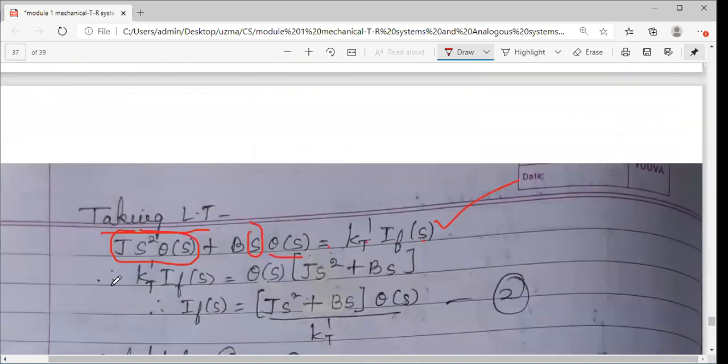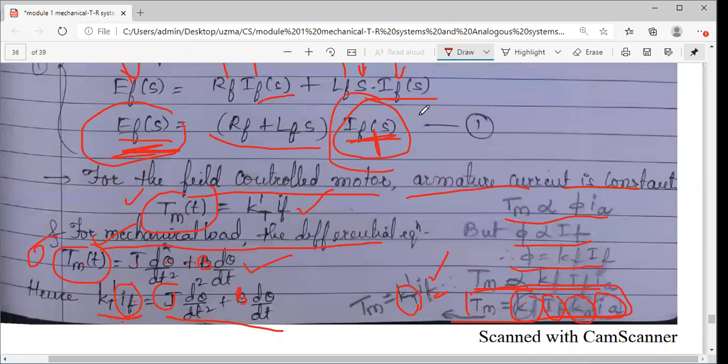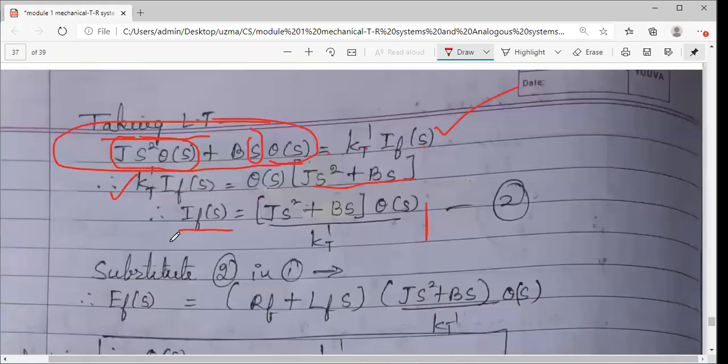I have just rearranged the terms. Taking LHS, I have taken theta common. If you take theta s common, you will be left with these two terms in the bracket, and If is equal to this much. So this If equation I will substitute in equation 1, because I need the ratio theta by E, right? Theta is your output displacement, E is the input applied voltage. So how can I replace this IF? The value of IF I got in equation 2, I will substitute in equation 1.